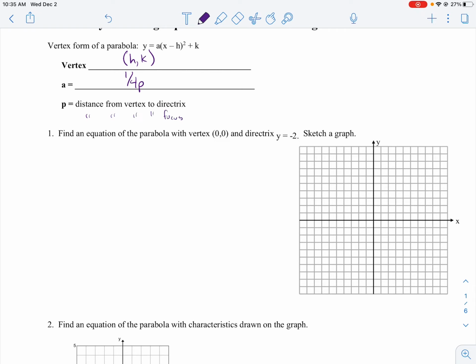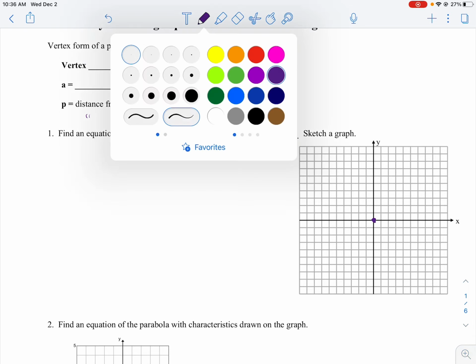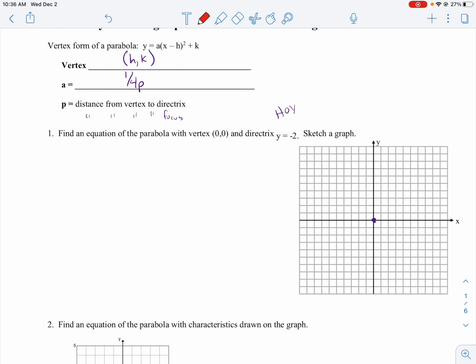All right. So find an equation of a parabola with the vertex 0, 0 and a directrix of y is equal to negative 2. So the first thing you want to do is put that vertex in there. Now, your directrix is y equals negative 2. So this is a Hoy problem, which means we're going to have a horizontal line.